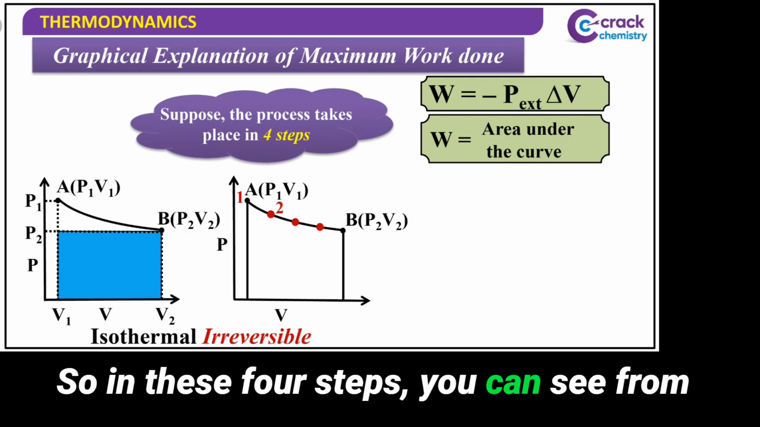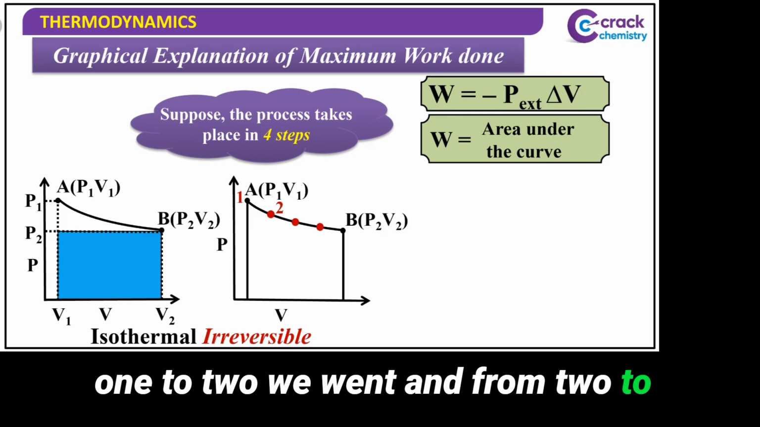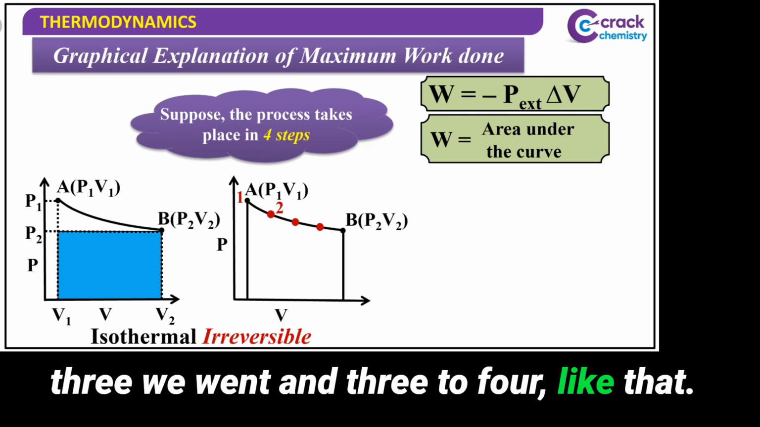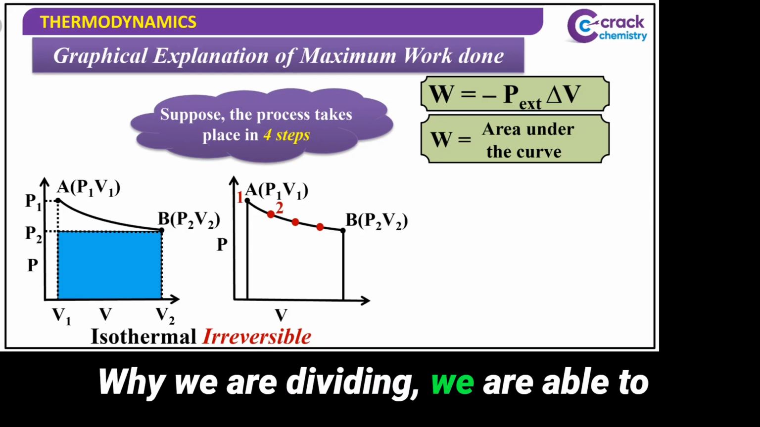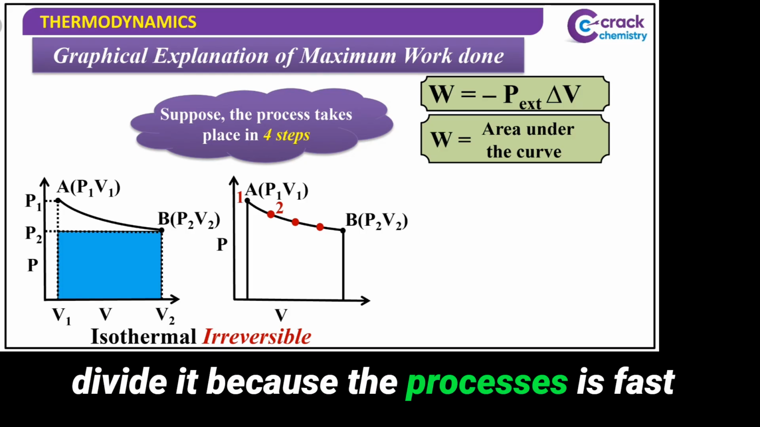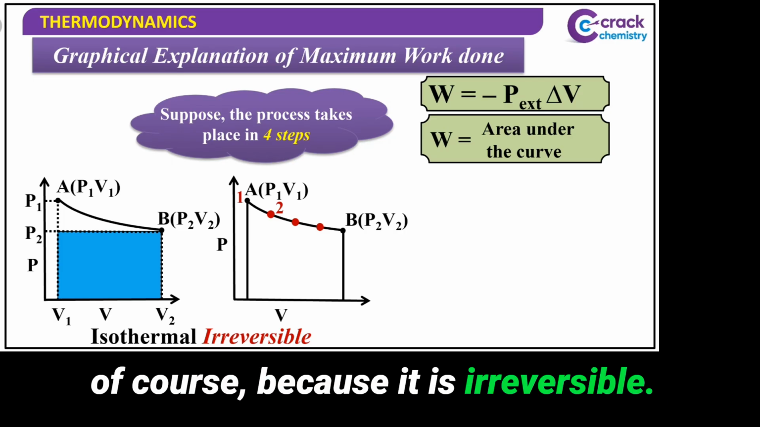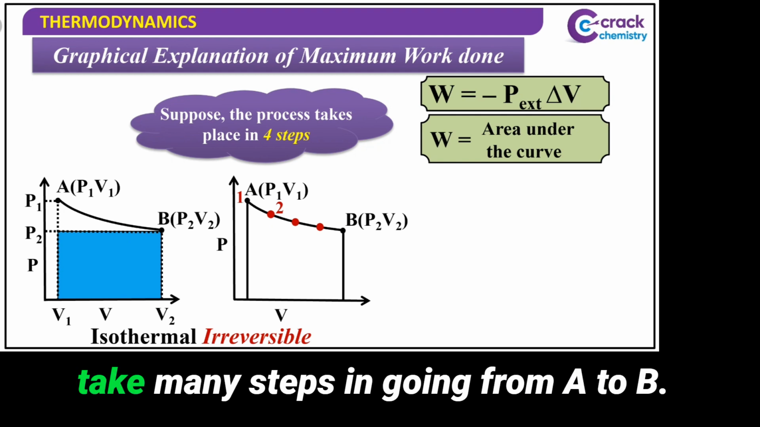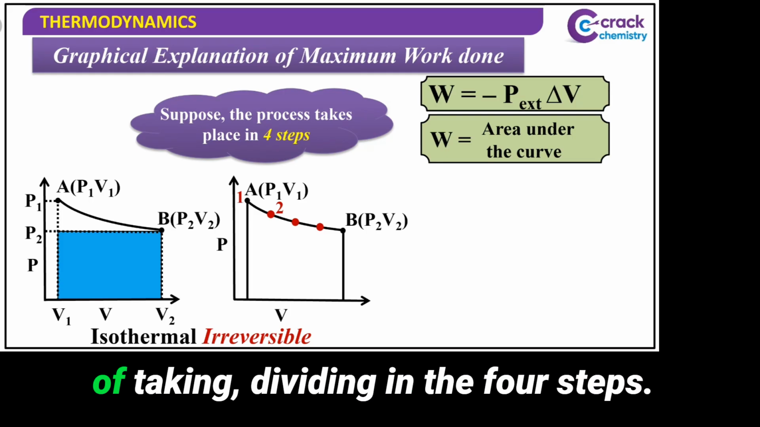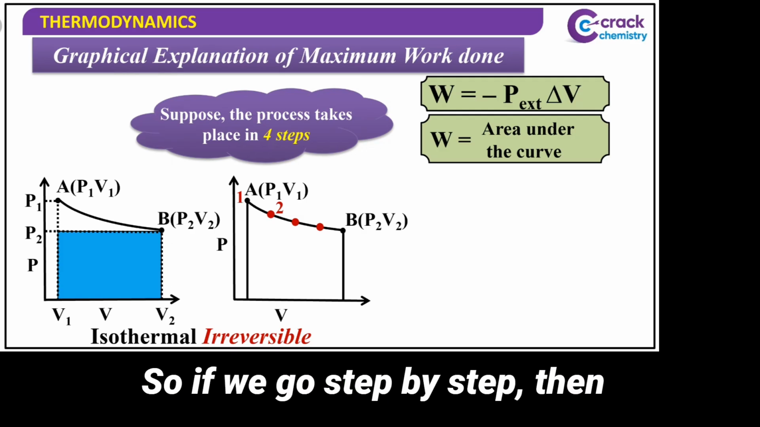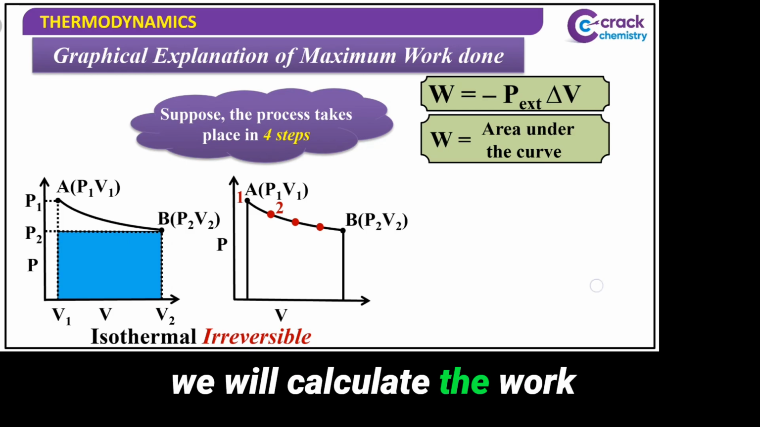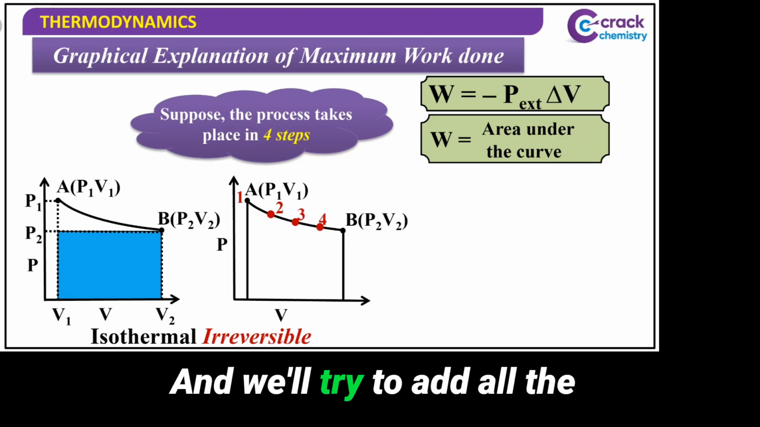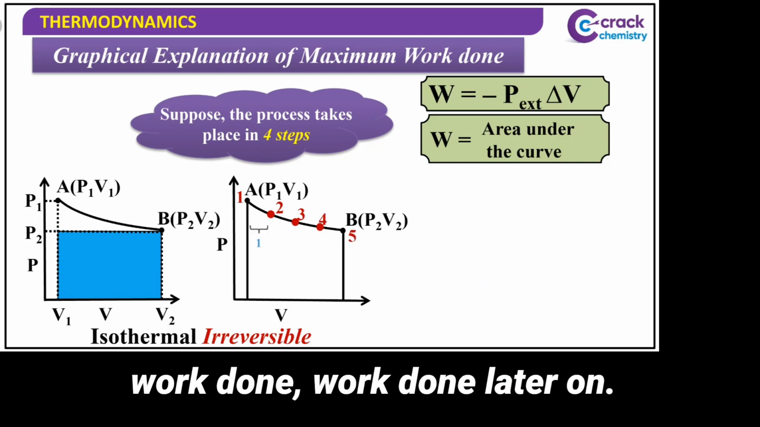So in these 4 steps you can see we went from 1 to 2, from 2 to 3, and from 3 to 4, like that. We are able to divide it because the process is fast, of course, because it is irreversible. But if the process is slow, then it will take many steps in going from A to B. We are just taking the example of 4 steps. If we go step by step, then we will calculate the work done step by step, and later add all the work done.